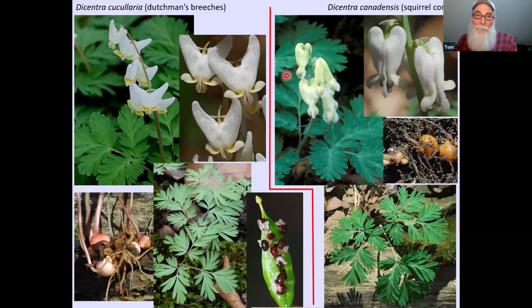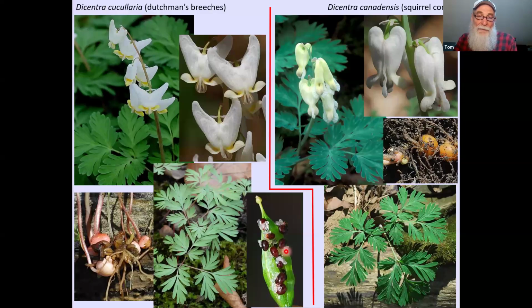But of course, it's the difference in the flowers, the more pointed corollas right here and the more rounded corolla lobes right here, which makes the difference between this looking like a Dutchman's pair of pants and these looking like squirrel corn.